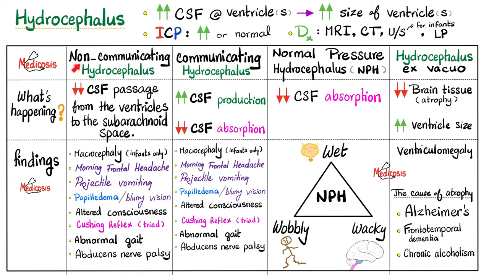What's happening? First of all, why do you call it non-communicating? Because there has to be an obstruction. Let's say that I have an obstruction in the cerebral aqueduct of Sylvius. Therefore, now there is no communication between the third ventricle and the fourth ventricle. That's why it's called non-communicating hydrocephalus. This will decrease CSF passage from the ventricles to the subarachnoid space eventually.